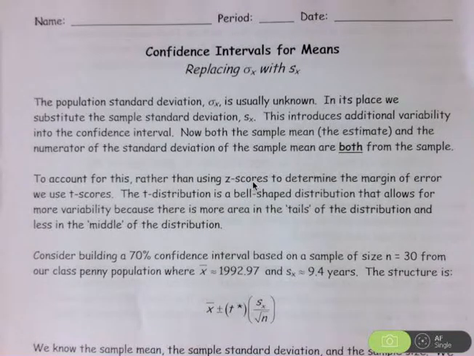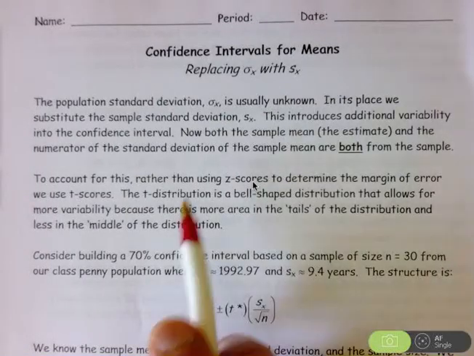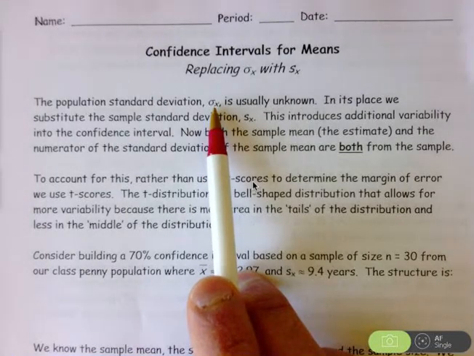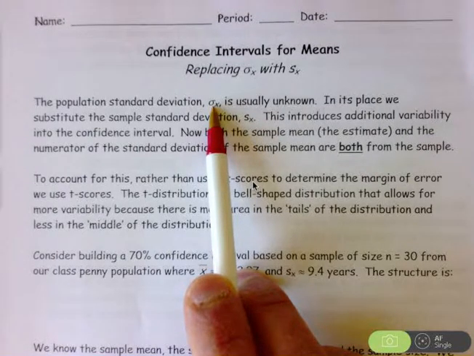Recently, we've been building confidence intervals for population means. And in building those intervals, we have made one simplifying assumption. We have pretended as though we know the population standard deviation, sigma x. Well, in the case of our penny population in class, we really did know that population standard deviation. So we were able to use it when we were building our confidence intervals. In most practical settings, though, you don't know that.